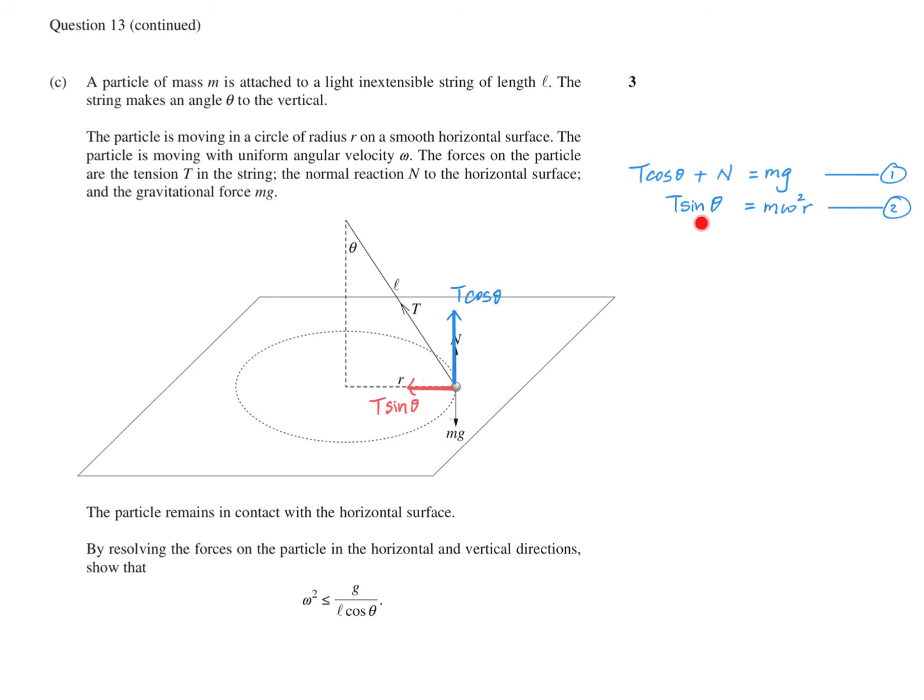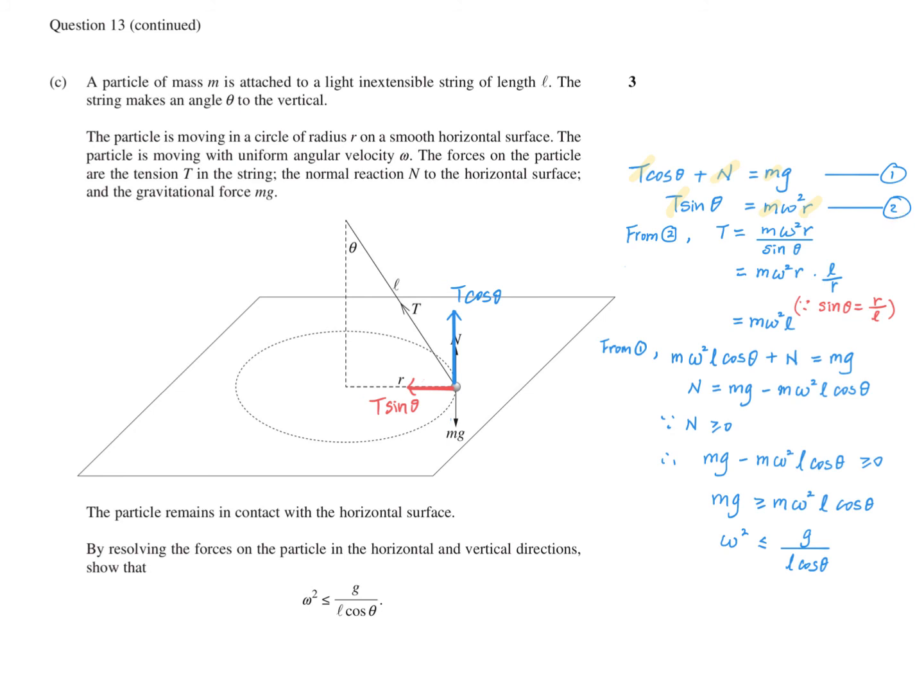Therefore, this force should be equal to mass times the centripetal acceleration, which is omega squared r. Now we have derived two equations to balance all the forces acting on this particle. Based on these two equations, we have to derive this inequality, which means we have to remove T, N, m, and r. And then we have to add in the length of the string L.